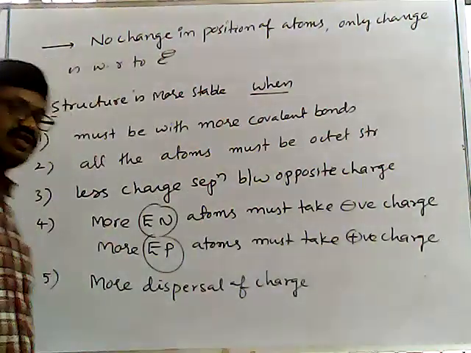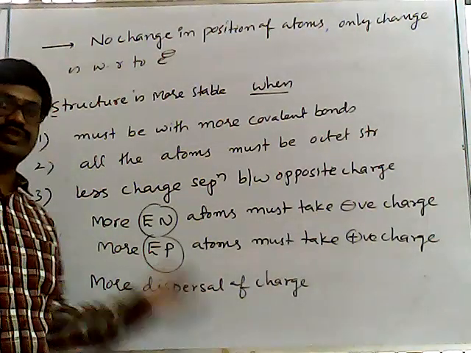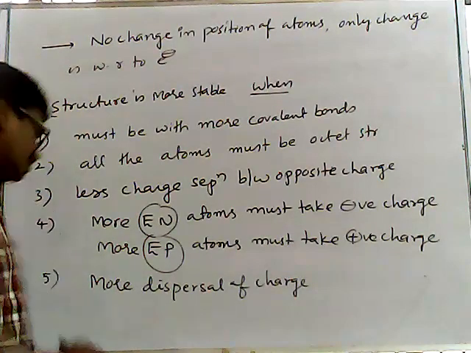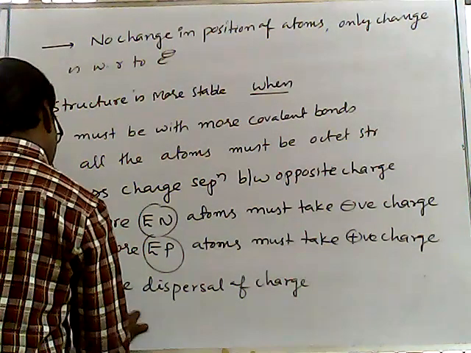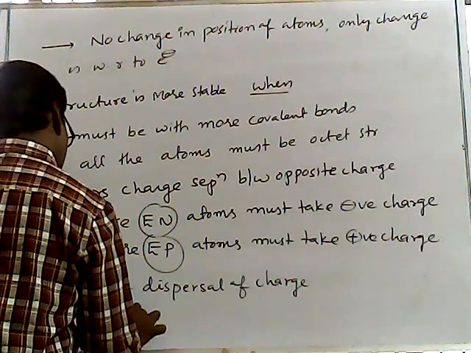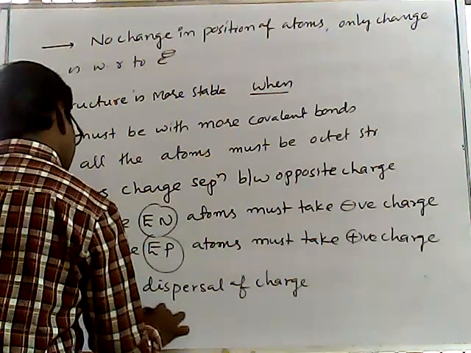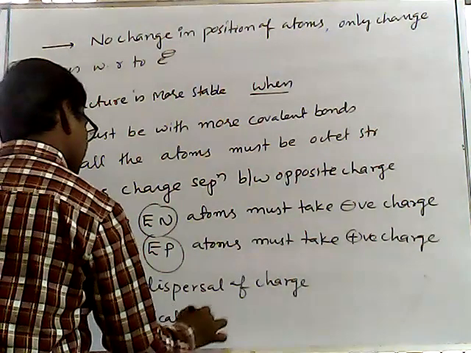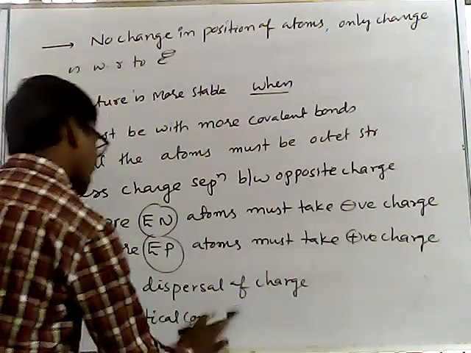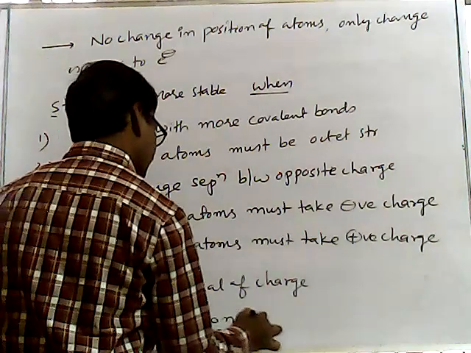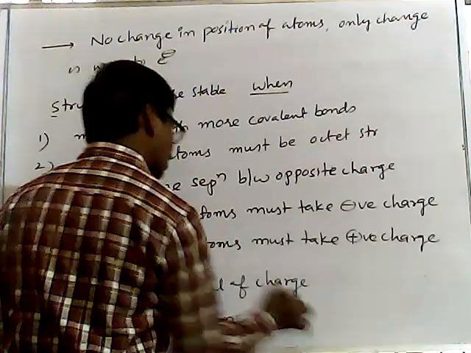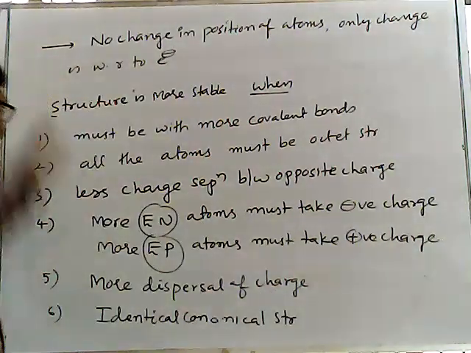The structure with more dispersal of charge is more stable than the other. Then one more also you can write: identical canonical structures are more stable. Identical resonance structures are more stable. Canonical structures are more stable. So these you have to remember.